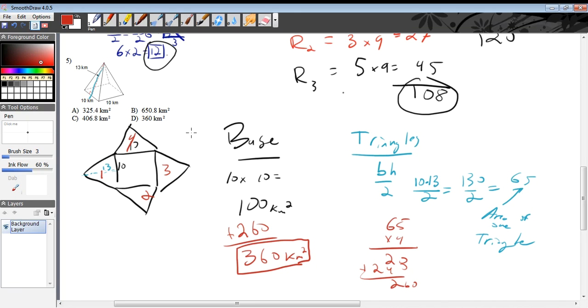So in summary, what I did is I figured out the area of the base, and then I figured out the area of the 4 triangles. And then I added them up together.